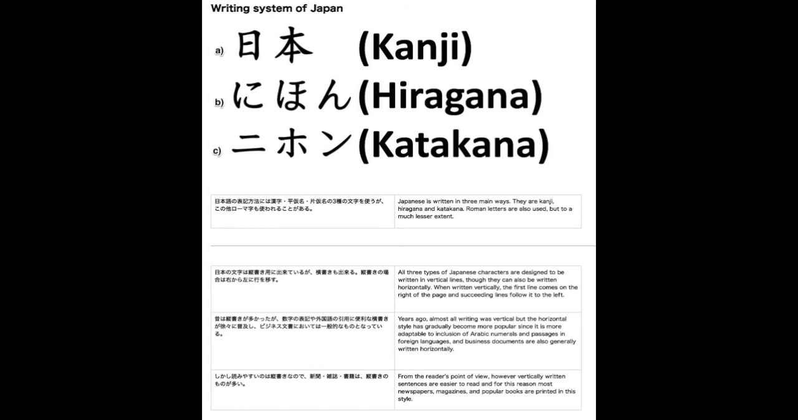Hiragana are cursive phonetic characters simplified from kanji. They are mainly used in combination with kanji. Katakana are angular phonetic characters simplified from kanji. They are mainly used for writing foreign words.